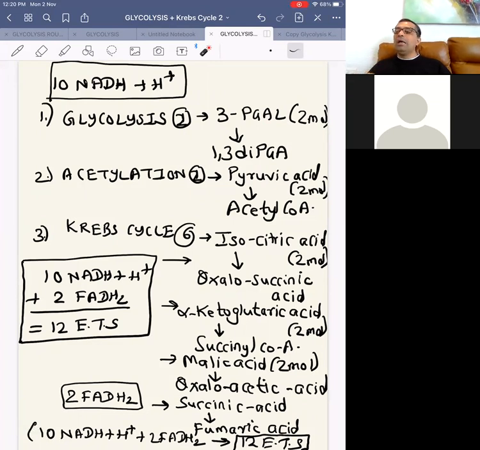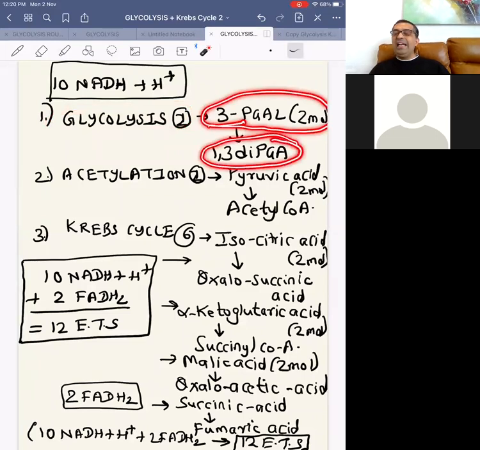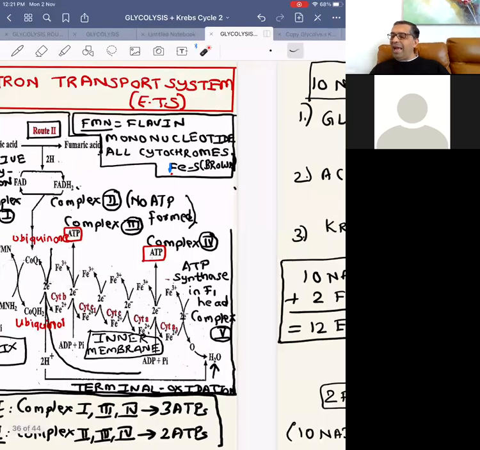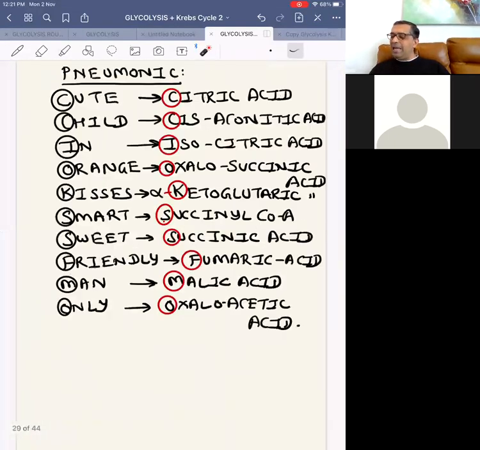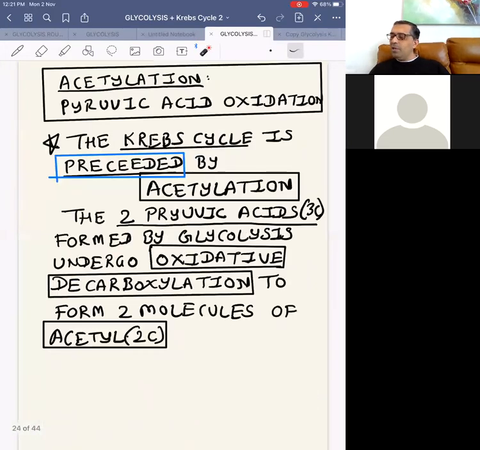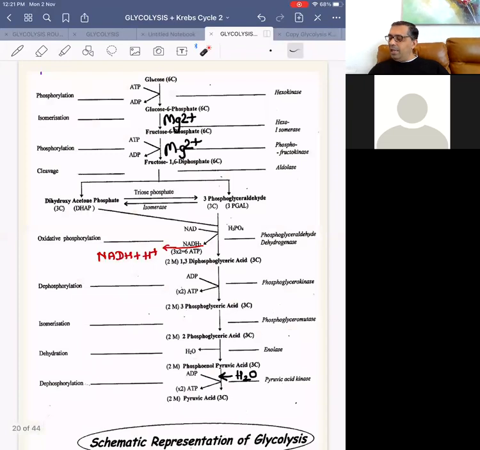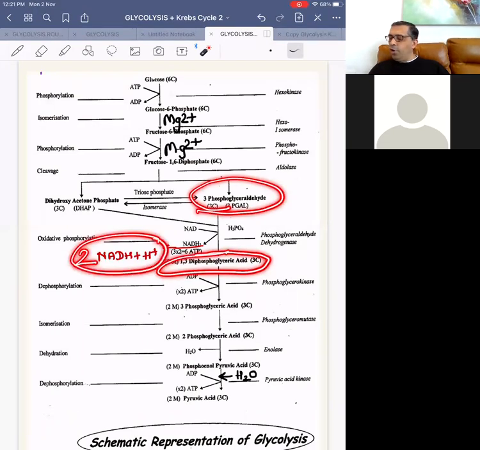If you remember, in glycolysis two NADH plus H plus are formed. In which step? In the step of 3-phosphoglyceraldehyde forming 1,3 diphosphoglyceric acid, we have 2 NADH plus H plus. So, which step, sir? Here we have glycolysis, 3-phosphoglyceraldehyde forming 1,3 diphosphoglyceric acid. We have two molecules of NADH plus H plus.